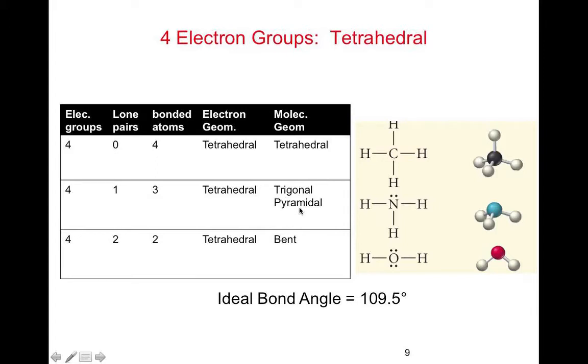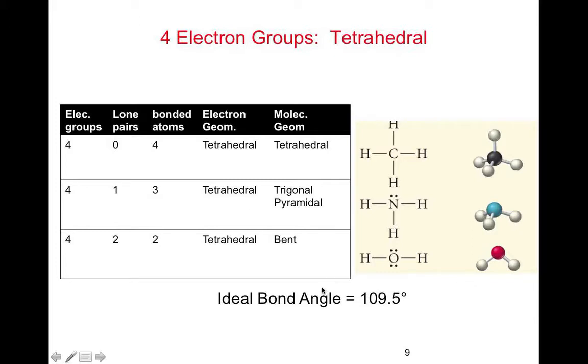pyramidal. And finally, water is an example of a molecule that has 4 electron groups, 2 lone pairs, 2 bonded atoms. But because it has 2 lone pairs, the electron geometry is tetrahedral because it's still got 4 electron groups, but now when I have a tetrahedral electron geometry with 2 lone pairs, we call that geometry bent again. So they reuse some of these names for better or worse.